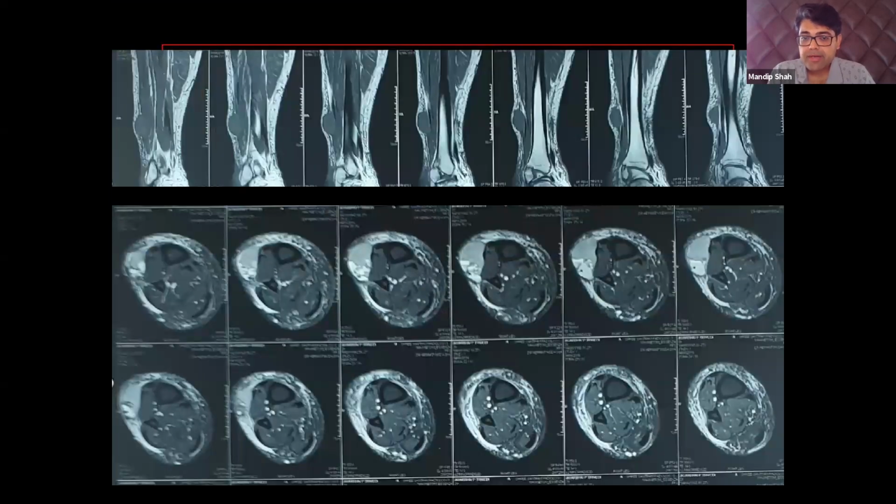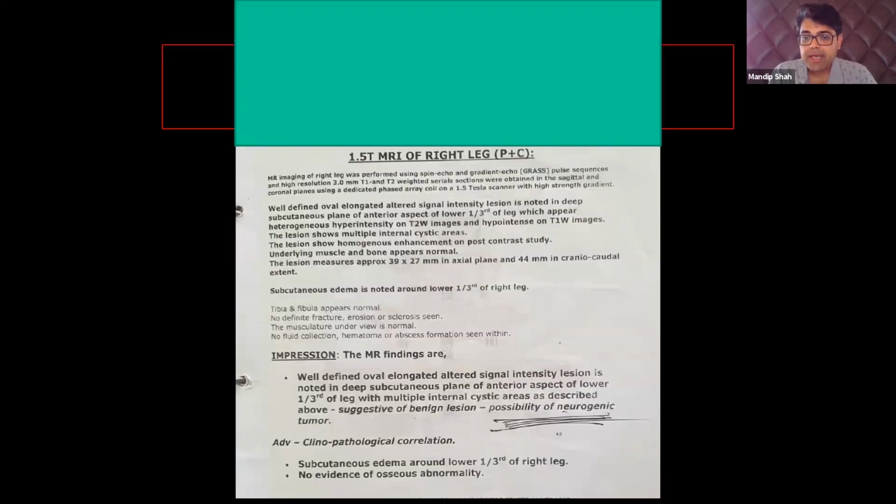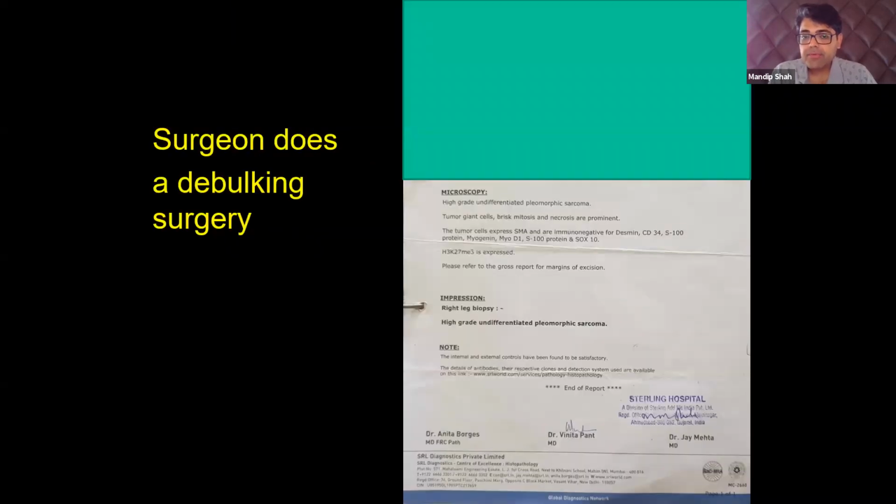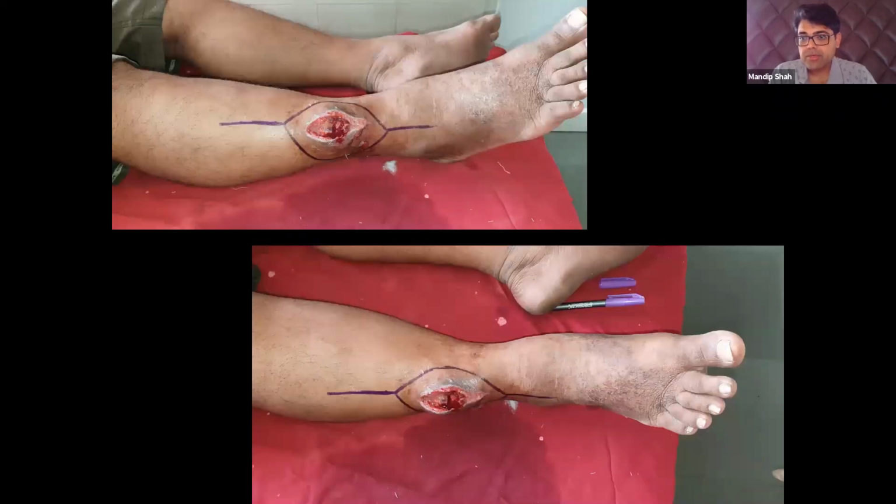This is another case where a classically sarcoma-like lesion in the subcutaneous plane of the lower leg was reported by radiology as a benign neurogenic tumor. Surgeon did a debulking surgery. It was a high-grade undifferentiated pleomorphic sarcoma, and this is how the patient presented to us when he came to me.